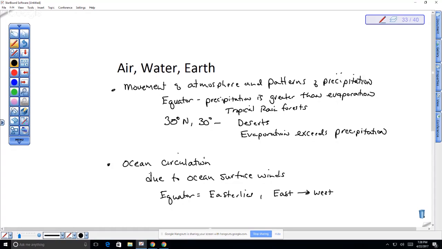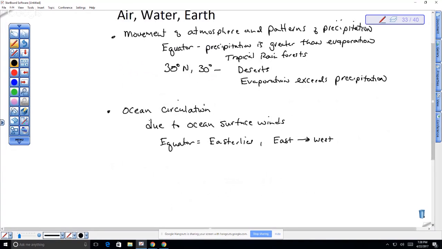We have westerlies. So if we look at between 30 degrees and 60 degrees, north and south, that's the latitude. So we're moving towards the poles. Then we have westerlies. So the movement of water and air goes from the west and then goes to the east. So that's why clouds and rain come upon us on the Pacific coast, and then they move towards the east coast.